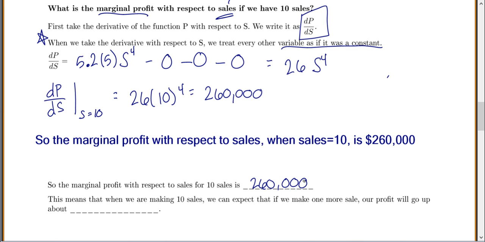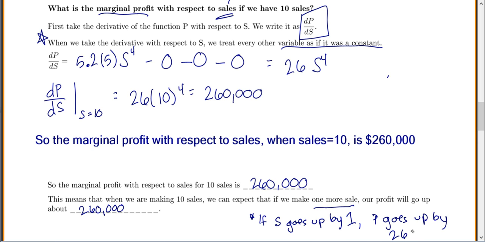What does this mean? So remember, again, derivatives are just slope, which just tells us the rate of change. So if x goes up 1, y goes up 260,000. Or in this case, when we start by making 10 sales, because that's where we are in the curve, we can expect that if we make one more sale, our profit will go up by about 260,000. So we're making a very big profit on this item. Okay, so remember it says if x, or in this case s, goes up by 1, p goes up by 260,000. It's just the basic definition of slope of rise over run.